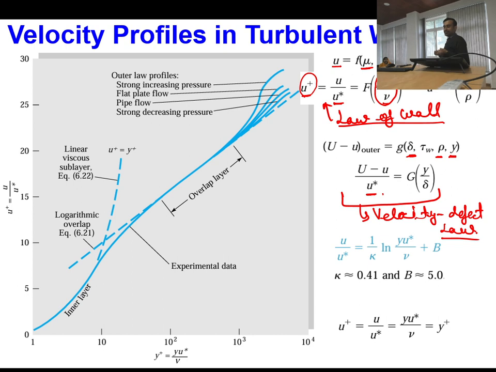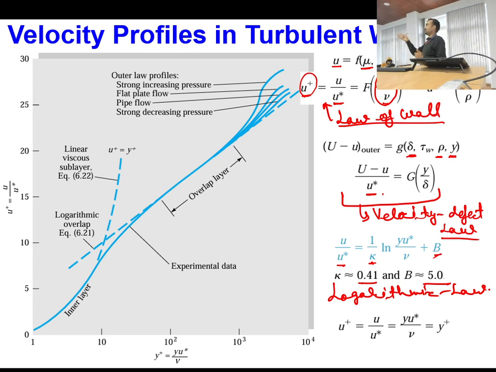Now, I should have some formulation which merges the two regions. For the overlapping region also I should have a formulation which gives a smooth transition of velocity. So how do we obtain this smooth transition? Mathematically it was seen that if I consider u by u star and a logarithmic variation of it, 1 by k, where k is some constant, times ln of y u star by nu, meaning ln of y plus, plus some intercept b. If I take the values of these constants as nearly 0.41 and 5.0, then I will get a logarithmic law, and this logarithmic law will bridge the gap between the outer layer and the inner layer to show a smooth transition of velocity.